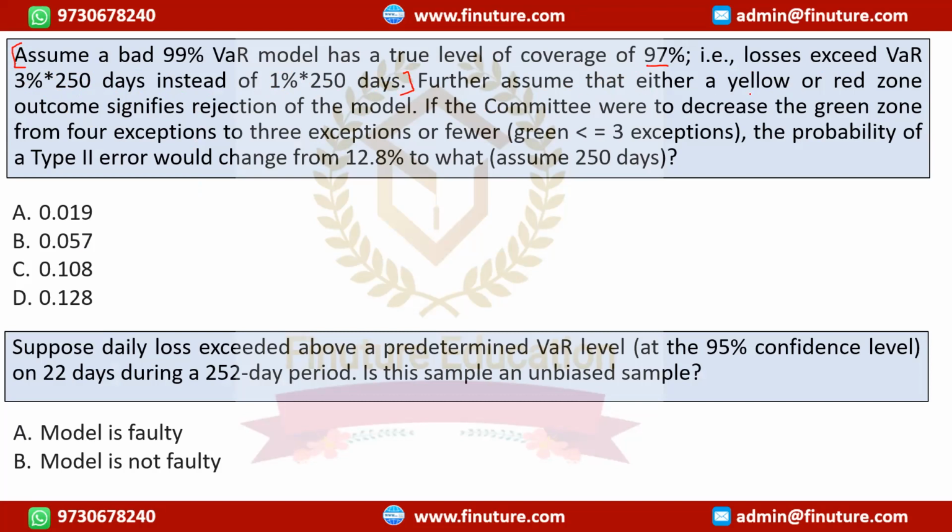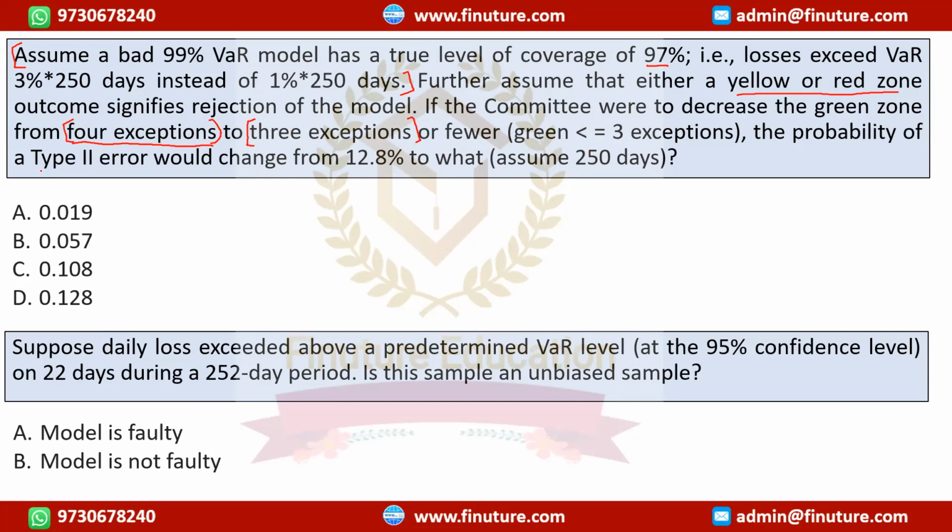Further, assume that either a yellow or red zone outcome signifies rejection of the model. We will look at what the yellow and red zones are as we walk through the entire presentation. If the committee were to decrease the green zone from 4 exceptions to 3, so currently you will notice there is a table from Basel which says 4 exceptions are allowed. But now what Basel is trying to say is that they will allow only 3 exceptions, or fewer. So green would be less than or equal to 3. Currently it's less than or equal to 4.